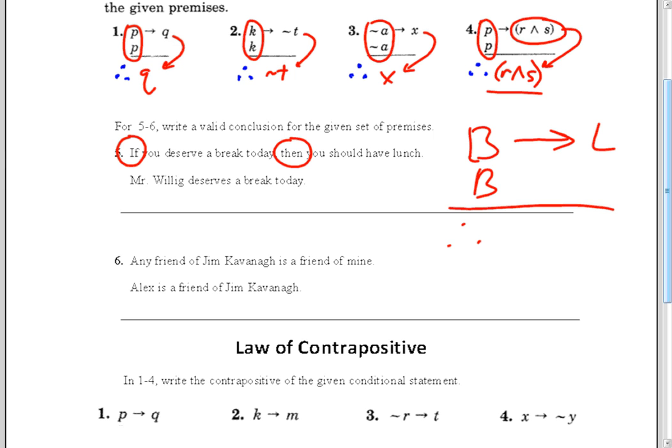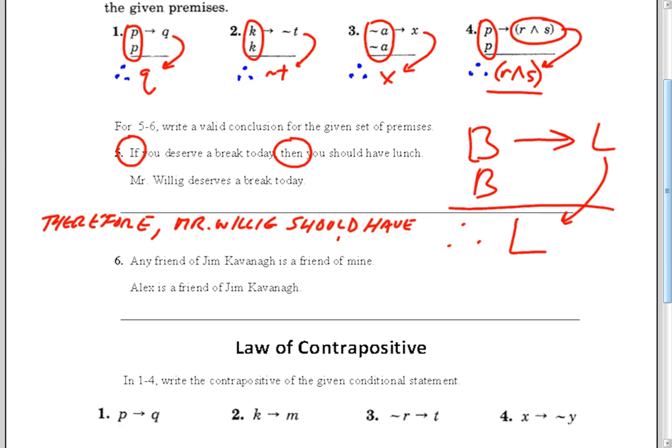Does that look like detachment? So detachment tells me I bring that down. L, for me, represented "should have lunch," so I'm going to write down "therefore," and I will be more specific to the case that's in front of me. Mr. Willard should have lunch. So you already have to put there for. I'd like it to match up. Technically, you wouldn't necessarily have to, but I'm doing that right now so that we can see that that is that.